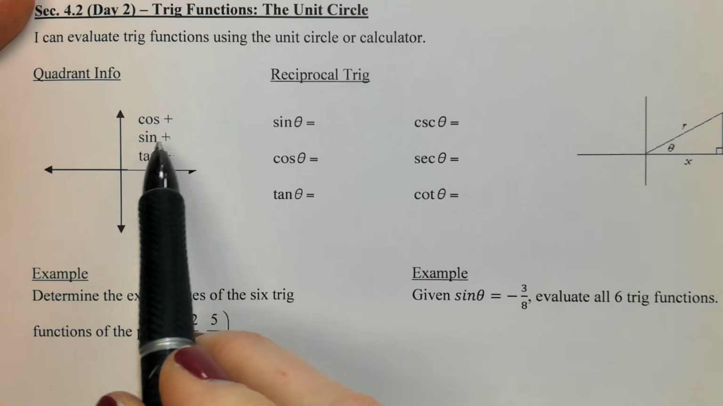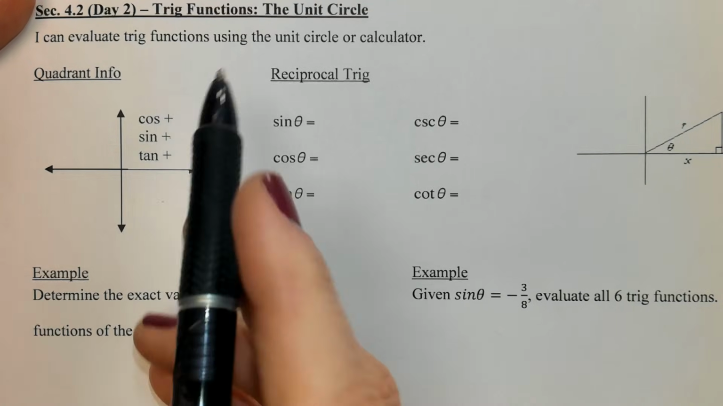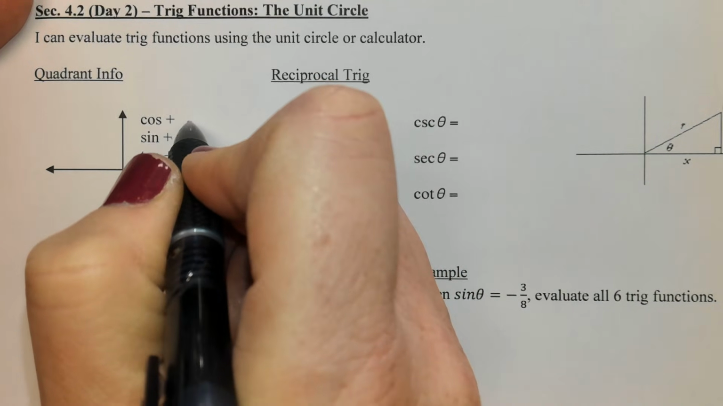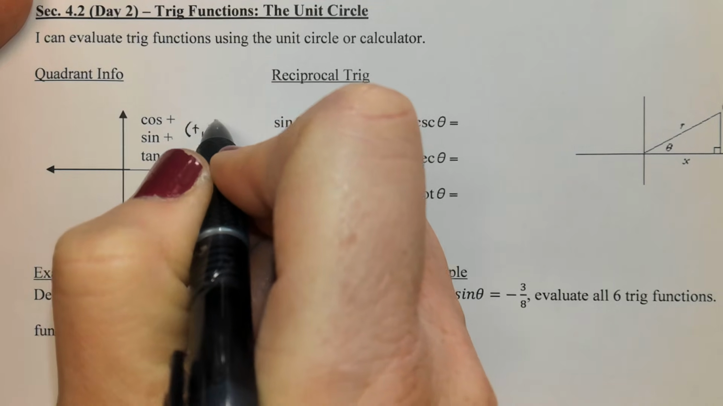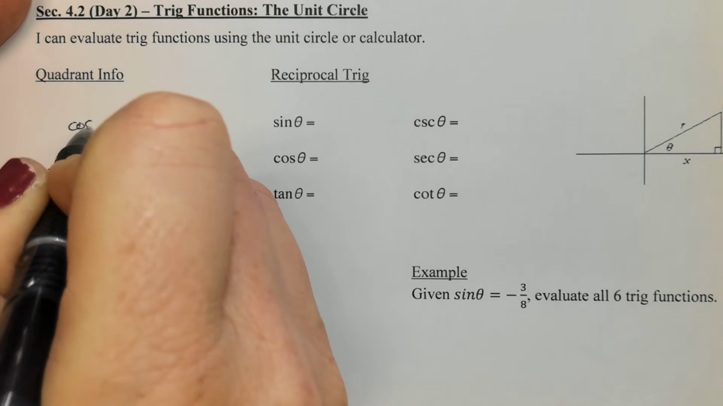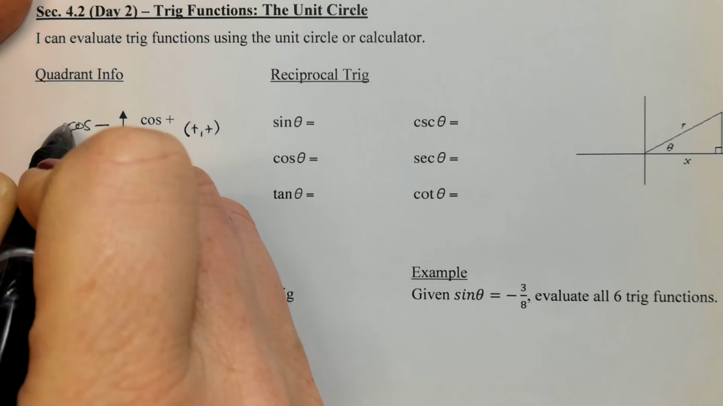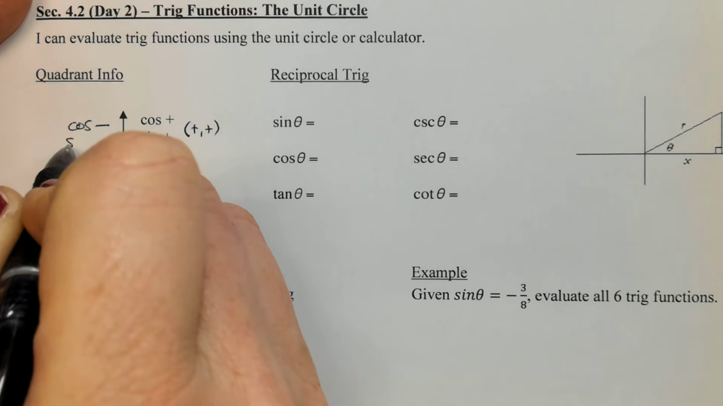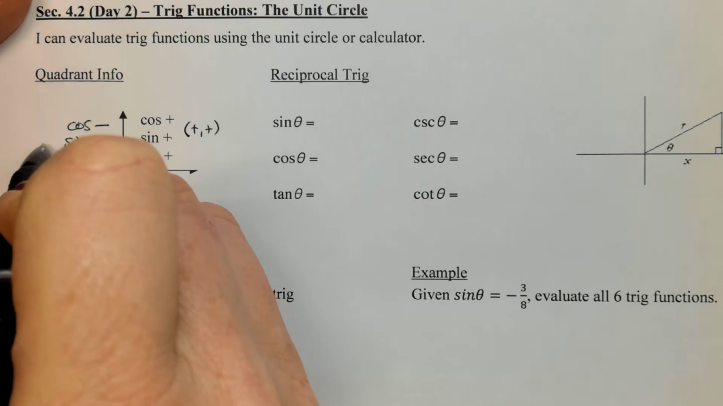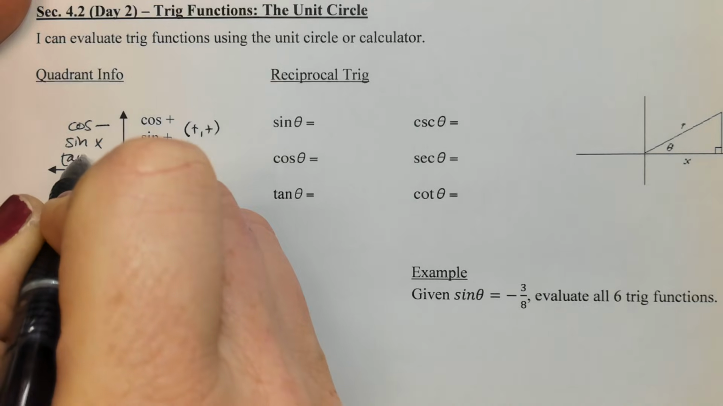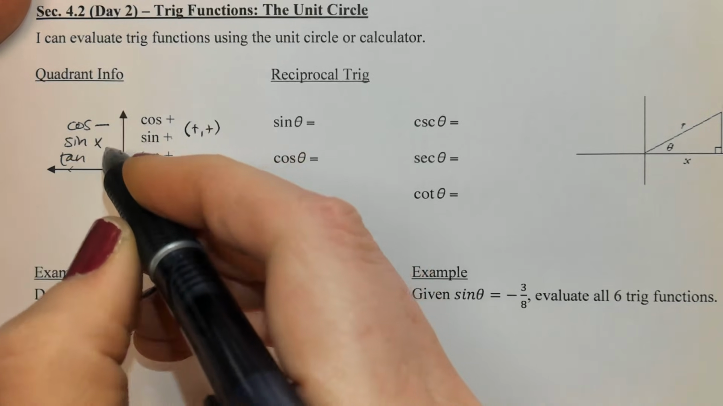We've talked about how cosine, sine, and tangent are all positive in this quadrant. All of our coordinates, all of our exact values are positive. In this quadrant, our cosines are negative because we're moving to the left. Remember, cosine's your x. Sine is going to be positive because sine is your y value. That's going up. And tangent is a combination of those two. So a negative and a positive.